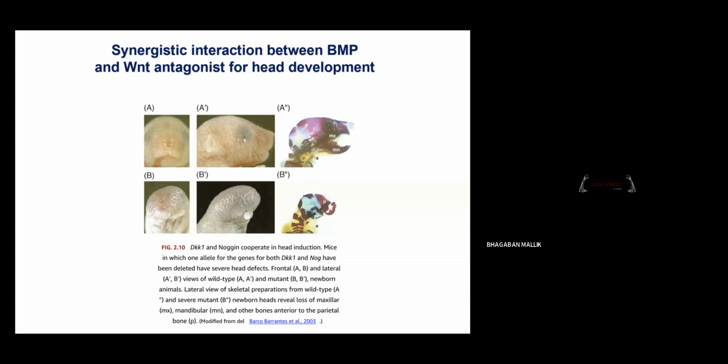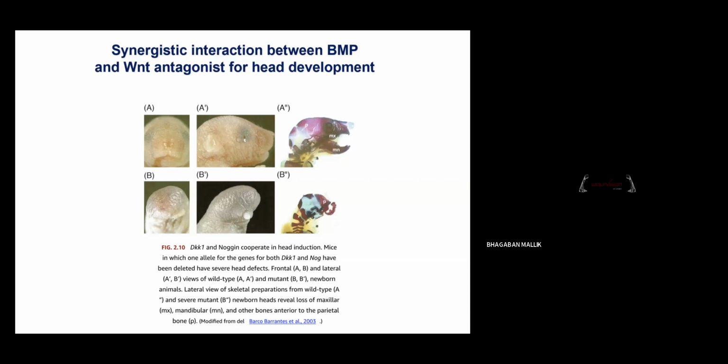Yeah, so here I just want to highlight the synergistic interaction between the two signaling components and how it defines the posterior and anterior development in the animals. In the upper panel, you have the normal expression of DKK1, which is an antagonist for the Wnt signaling pathway, and noggin is an antagonist for the BMP signaling pathway. So here you have normal bone development because everything is fine. You have the parietal bone, the maxillar bone and the mandibular bones, which are normally developed.